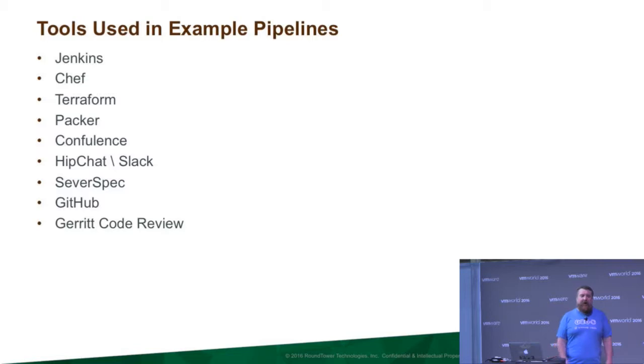So the tools we're going to talk about here: we've got Jenkins for the pipeline management, Chef to do the config management, Terraform for the full integration of the infrastructure. We've got Packer for images, and then things like Confluence, HipChat, or Slack to do some kind of inter-team communication. We've got ServerSpec for our testing framework, and GitHub and Gerrit Code Review for all of the code.